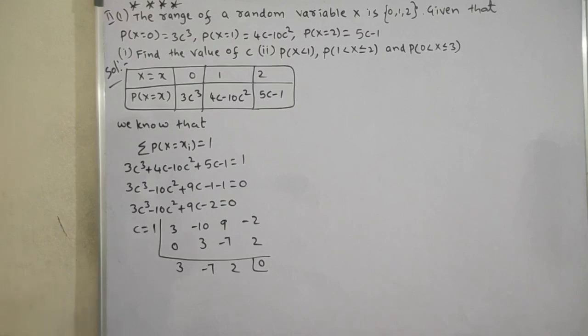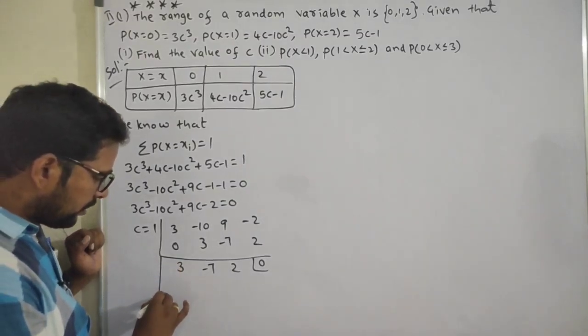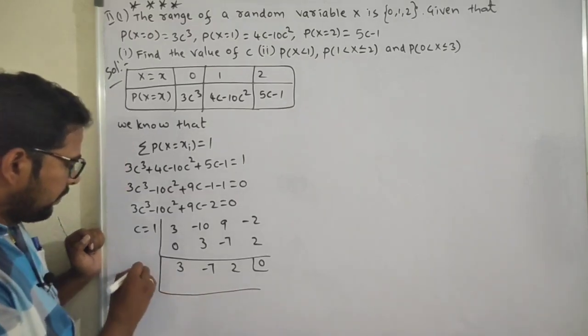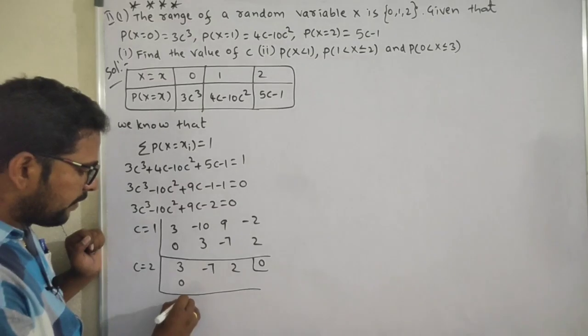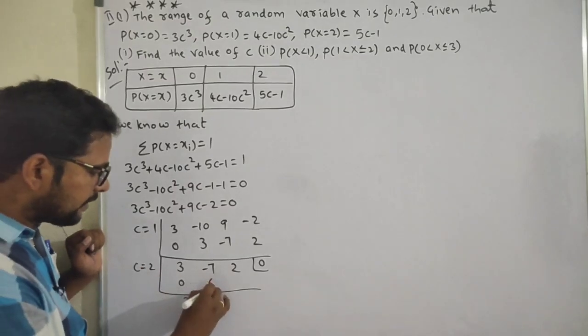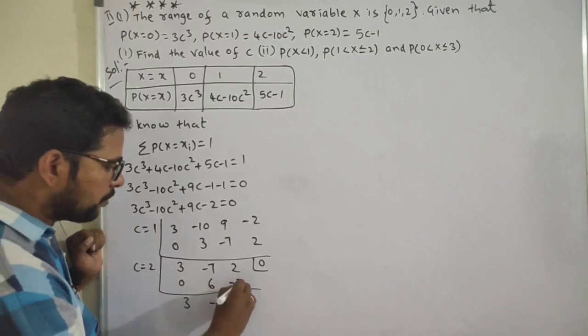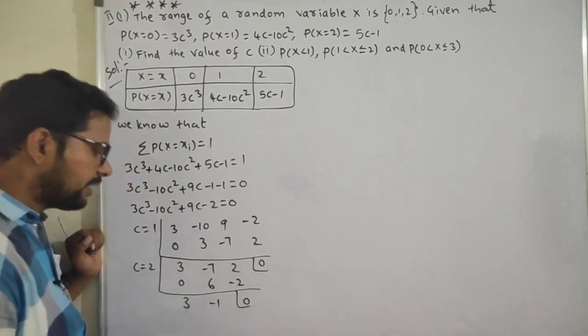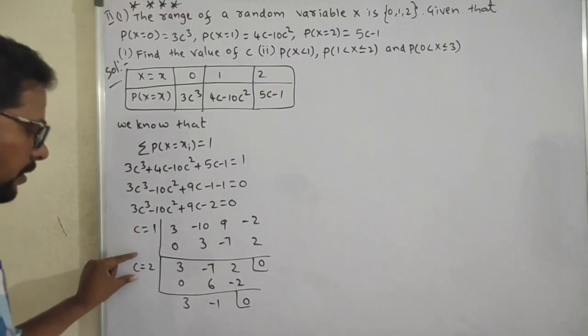So again we have to find the remaining values. c equals 2, check if possible. If c is equal to 2: 3 plus 0 is 3. 2 3s are 6. Minus 7 plus 6 is minus 1. 2 into minus 1 is minus 2. So here also 0. Therefore c is equal to 1 is one root, c equals 2 is another root.